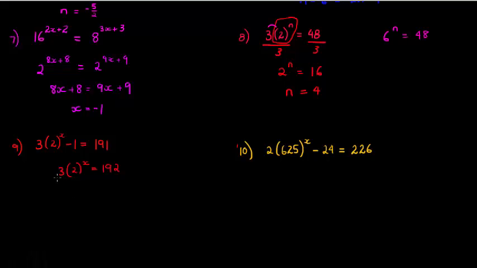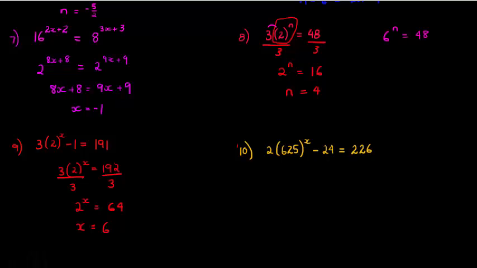Again, we see we've got this coefficient, so we divide away the coefficient. Okay, to get 2 to the power of x, 3 goes into 19, it goes into 18 6 times. 1 remains to leave the 19, 3 goes into 12 4 times, so we get 2 to the power of x is 64. And again, because I know my powers of 2, I know that this is 2 to the power of 6, so x must equal 6.